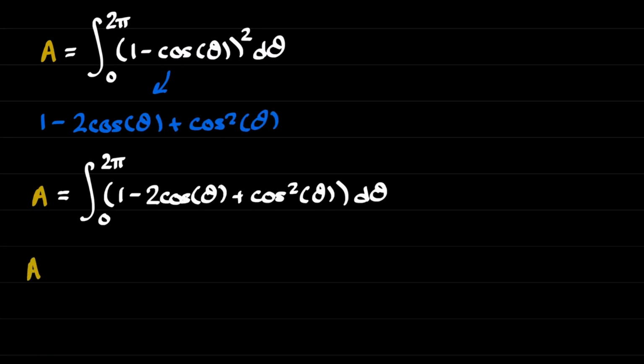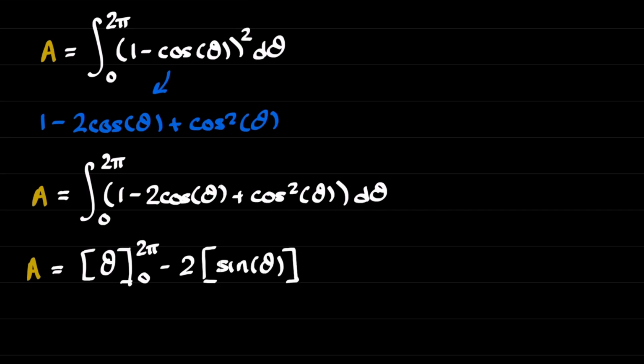This new integral is quite simple. We have three terms being added together. Let's integrate each individually. So this 1 is going to integrate to theta, evaluated across our bounds. Minus 2 cosine theta is going to integrate to minus 2 sine of theta, evaluated across our bounds. And then I'm going to keep the cosine squared of theta term in the integral for now because I want to work with that a bit more separately.